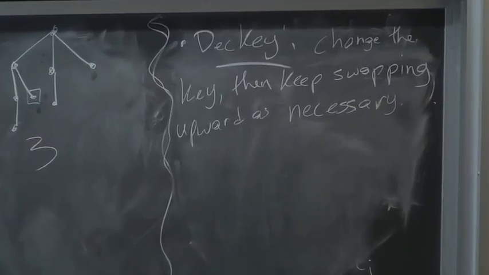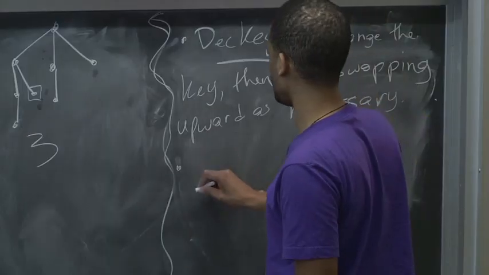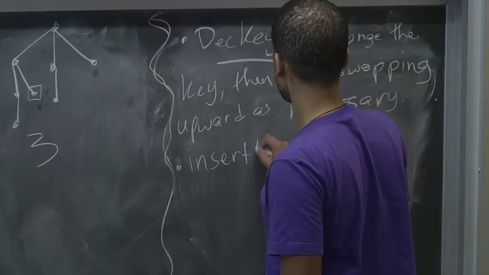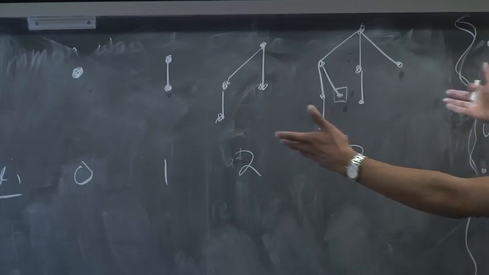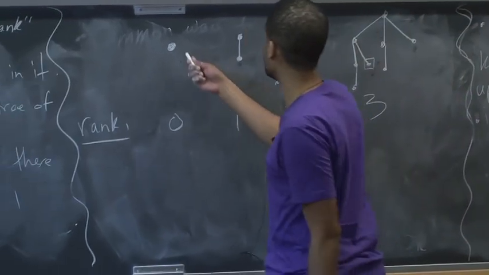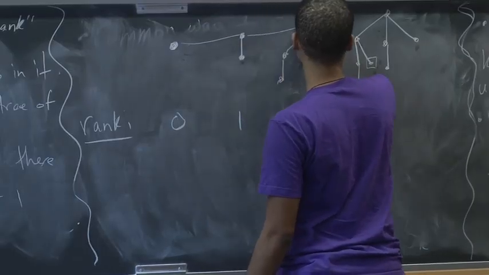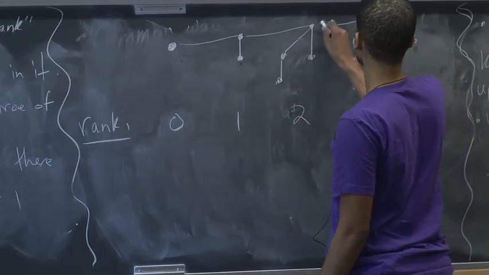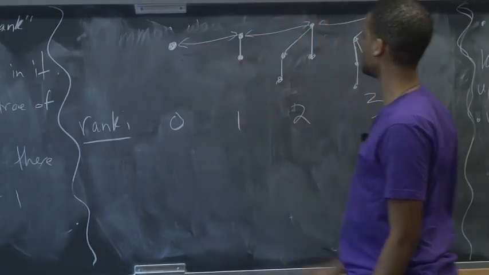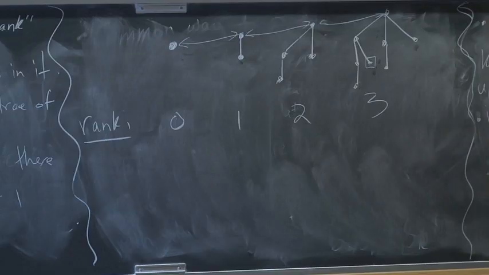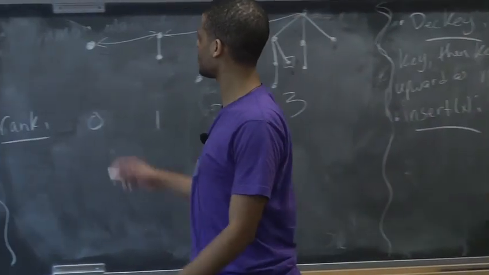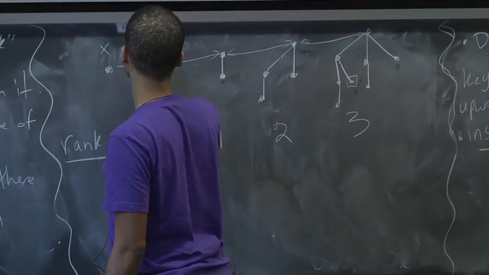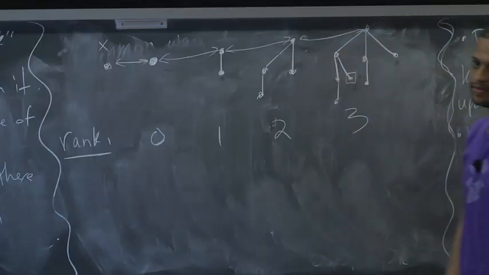Okay. How about inserting an element? Again, maybe this is what our binomial heap looks like. We'll store all these roots in a linked list, in a doubly linked list. So what do we do? We take x and just add it onto this linked list. So now here's our value x. Okay, we just inserted x.